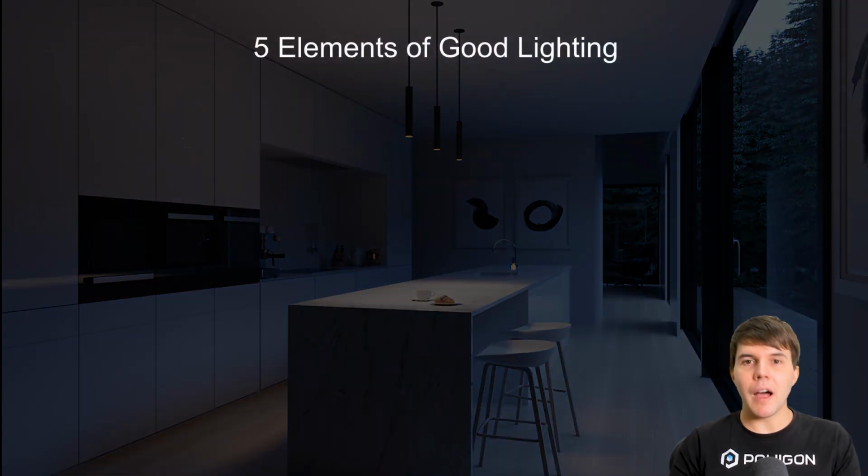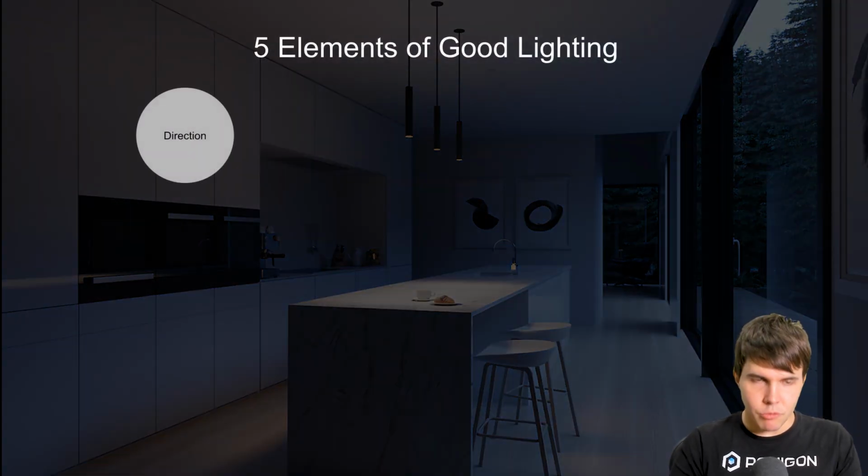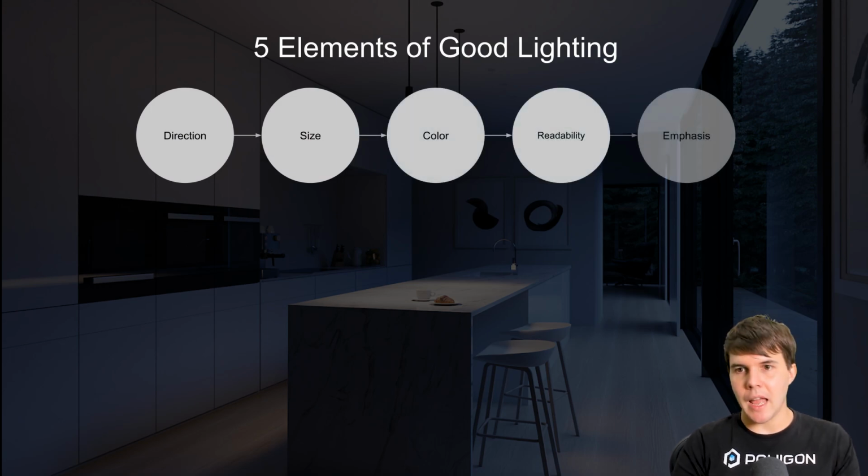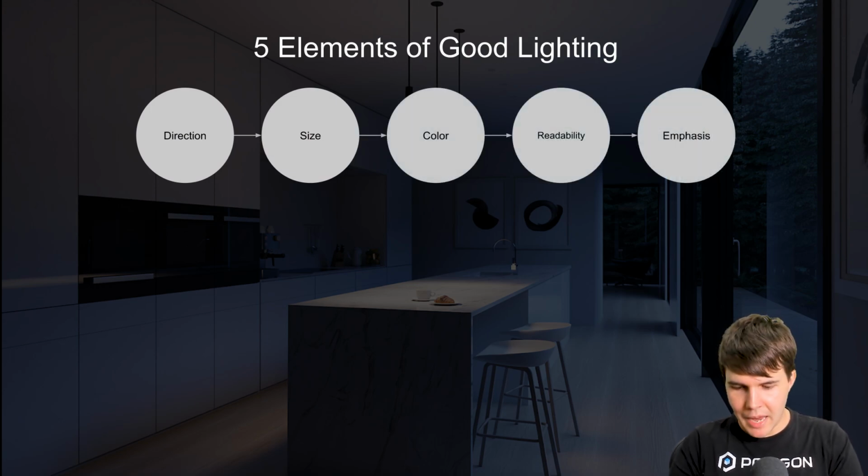And that is that there are 5 elements of good lighting: direction, size, color, readability, and emphasis. And I'm going to go over each of these in this lighting series. And each one of these is going to be its own part in the video.